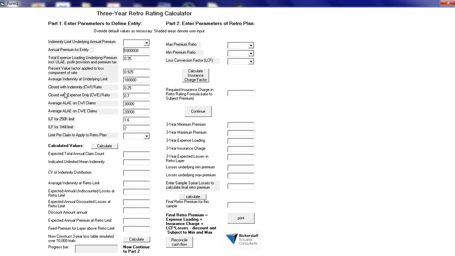In the first part here, we're going to define the risk itself. How big is it? And the line of business, what the expected frequency and severity is for this particular line. So we're going to start out, and all of these numbers I filled in here are the default numbers, and of course they can be overridden to define any imaginable risk that one could come up with.